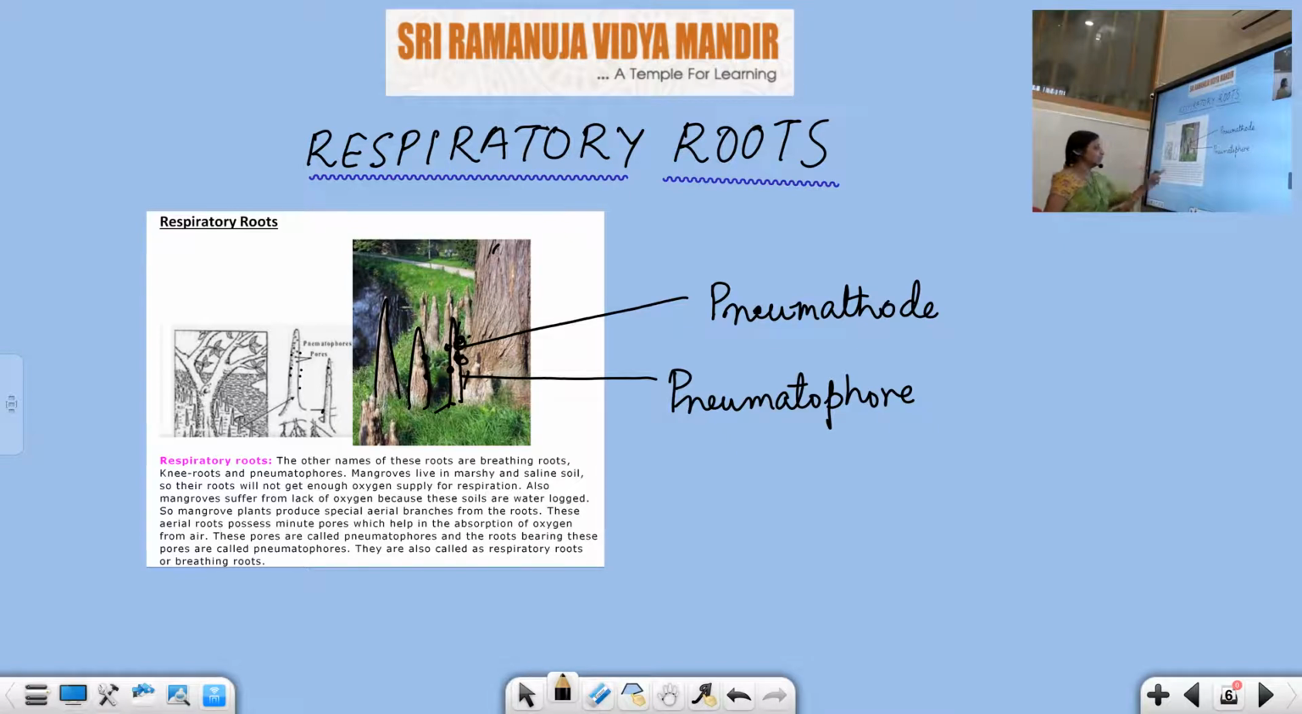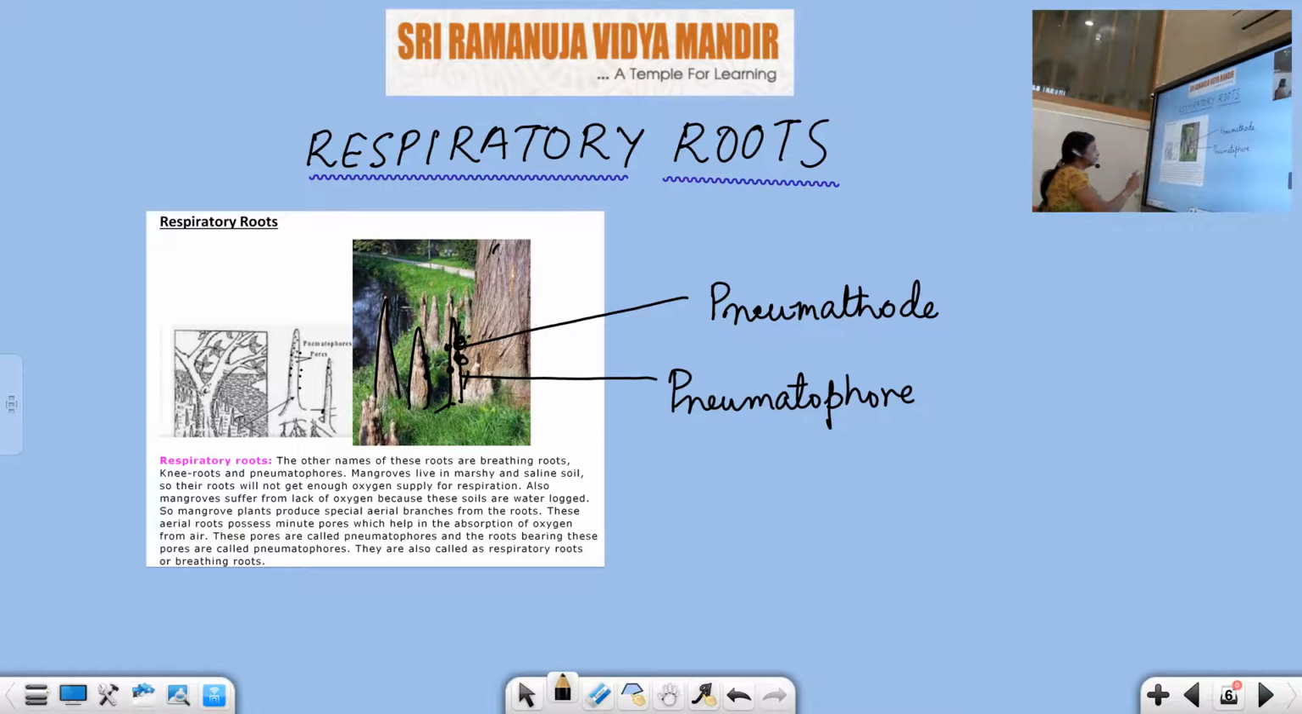The other name of this is breathing root. We can also call it respiratory root, meaning breathing roots. The other names of these roots are breathing roots or knee roots, with pneumatophores on them. Where can we find them? In marshy and swampy soil, saline swampy areas. Mangroves live in these areas. So these are mangrove plants.